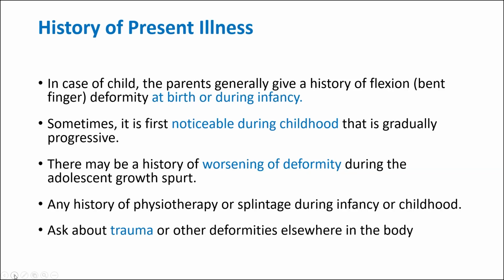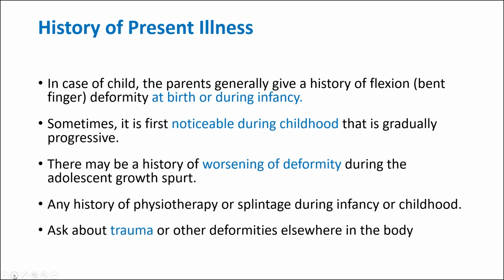So in the history of present illness, you are going to ask in detail whether this flexion deformity or the bent finger was present at birth or was observed during infancy. It might have been noticeable during childhood, and there may also be a history of worsening of the deformity. We will see the classification of Camptodactyly, which guides you towards the presentation history. If there is a history of physiotherapy or splintage during infancy or childhood, then you must mention it, and obviously the history of trauma.